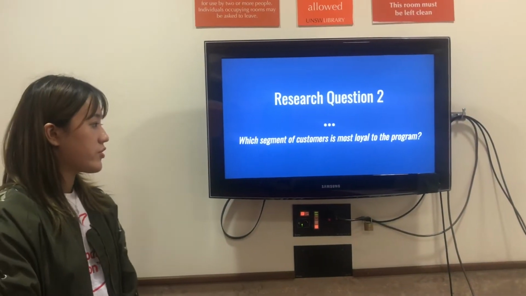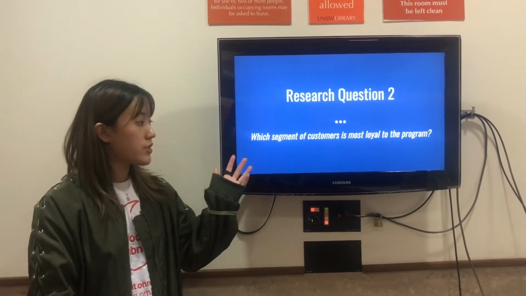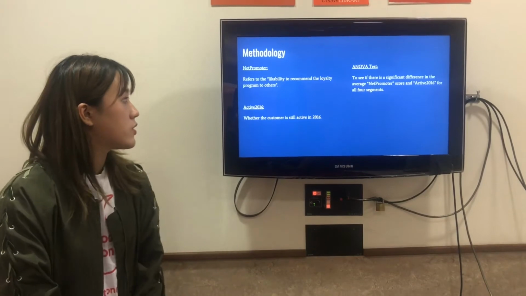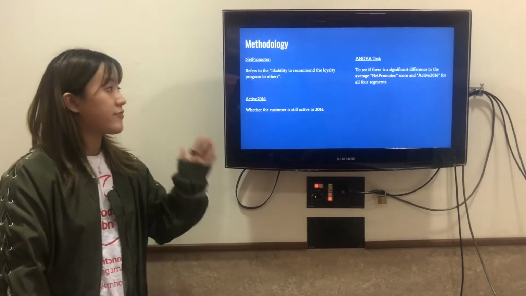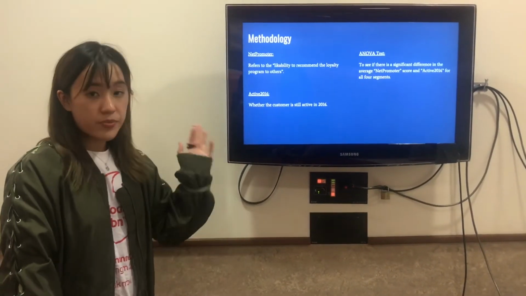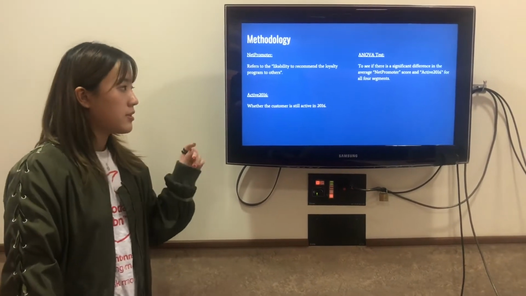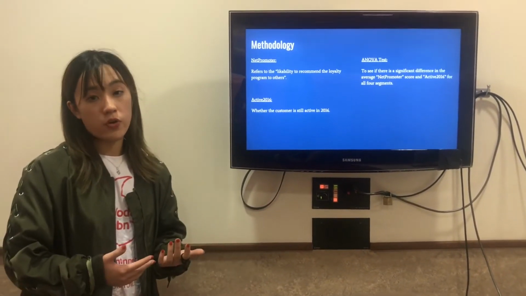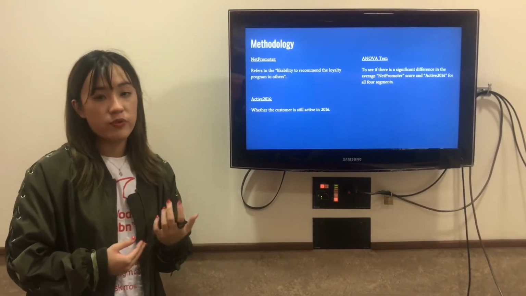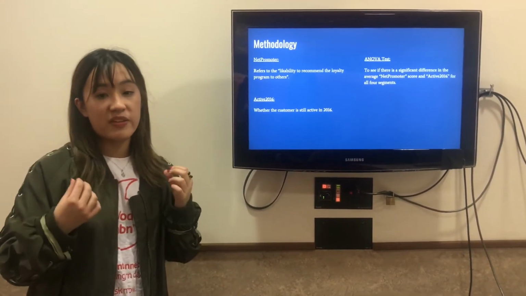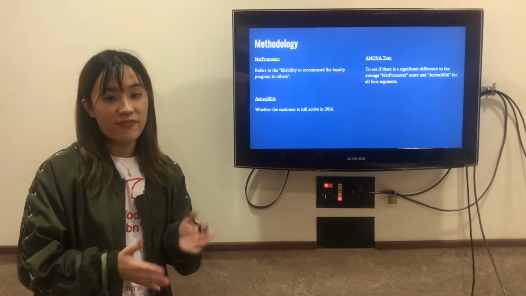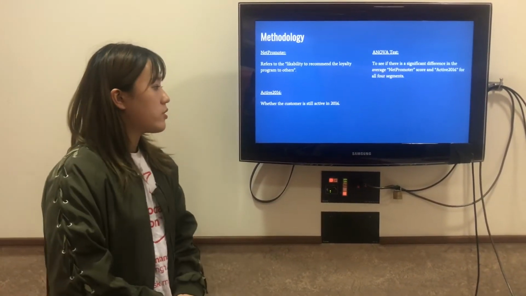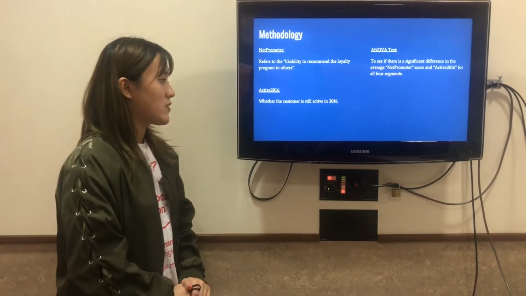For research question 2, we are investigating which segment of customers is the most loyal to the loyalty program. So we utilize 2 variables. The first one is Net Promoter. Net Promoter is basically the likelihood of a customer to recommend the loyalty program to others. So if we have a really good score on this, it means that the customer will be really likely and willing to spread positive word of mouth to their friends and families, and will be very beneficial to the expansion of the loyalty program.